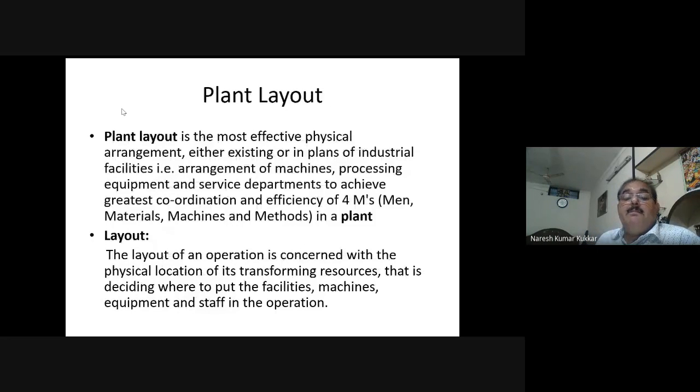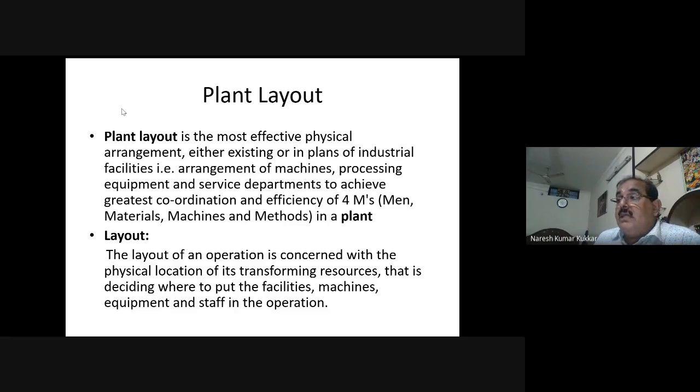In factory planning, one basic thing that comes out is plant layout, where everything will be situated. It's the most effective physical arrangement, either existing or in plans, of industrial facilities. That is the arrangement of machines, where the machines will be situated, processing equipment, and service departments, to achieve the greatest coordination among the efficiency of 4M, meaning men, material, machines, and method in a plant.